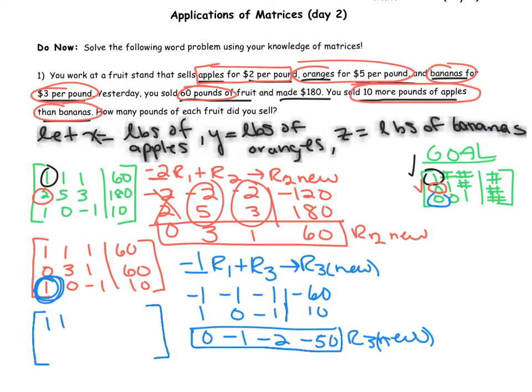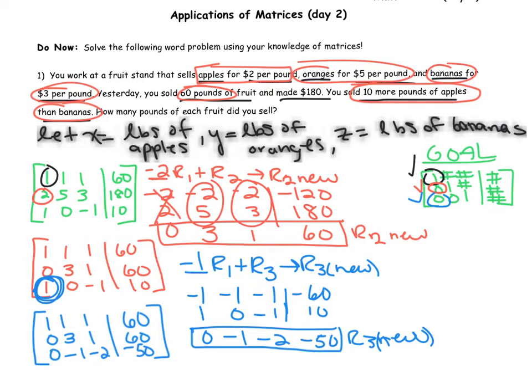Again, nothing changed about the first row. Nothing changed about the second row. But the third row, we now have 0, -1, -2, and -50. So we took care of that 0 now. Awesome. All right, what do we want to do next?